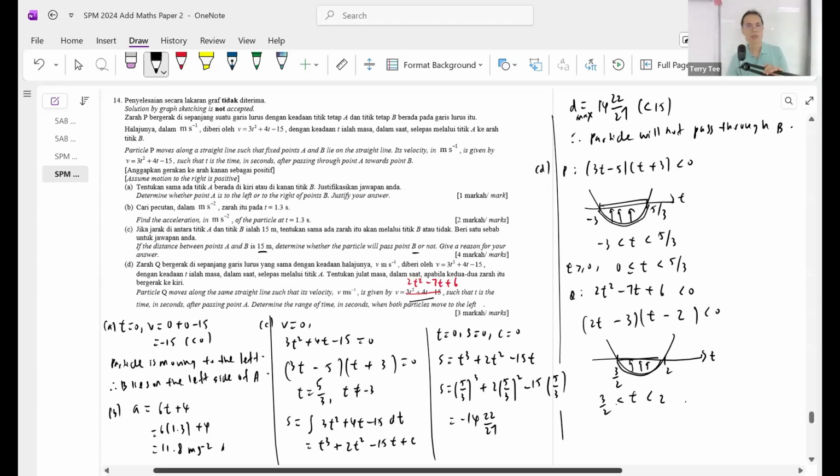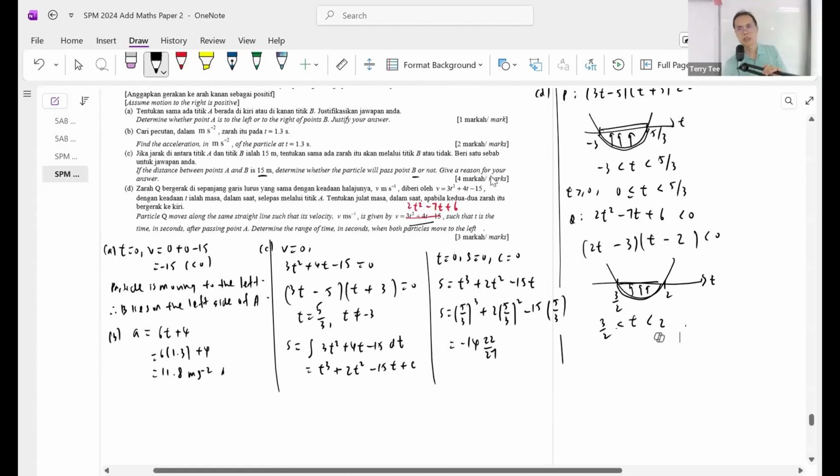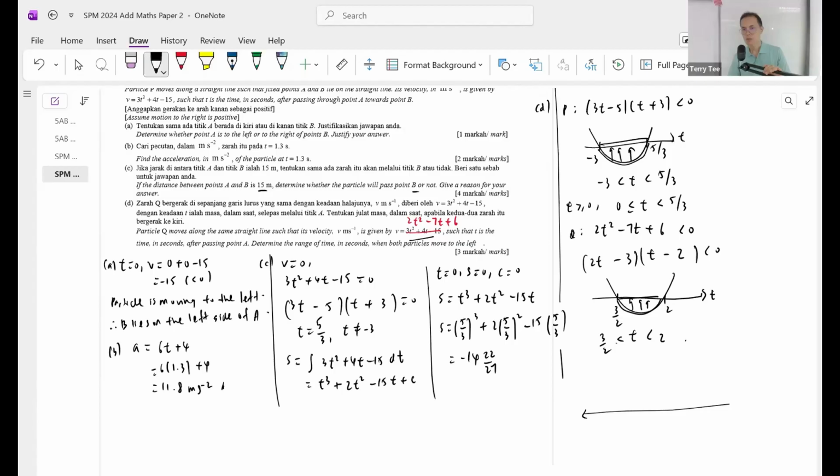But we need to combine these two inequalities. How do you combine? I will use a number line like this. So we have 4 values here. First one is 0 and 5 over 3. 5 over 3 is more than 3 over 2, but less than 2. Second one is 3 over 2 and 2. See, for the first case, it does include 0. It doesn't include 5 over 3. Second one, it doesn't include 3 over 2. It doesn't include 2.